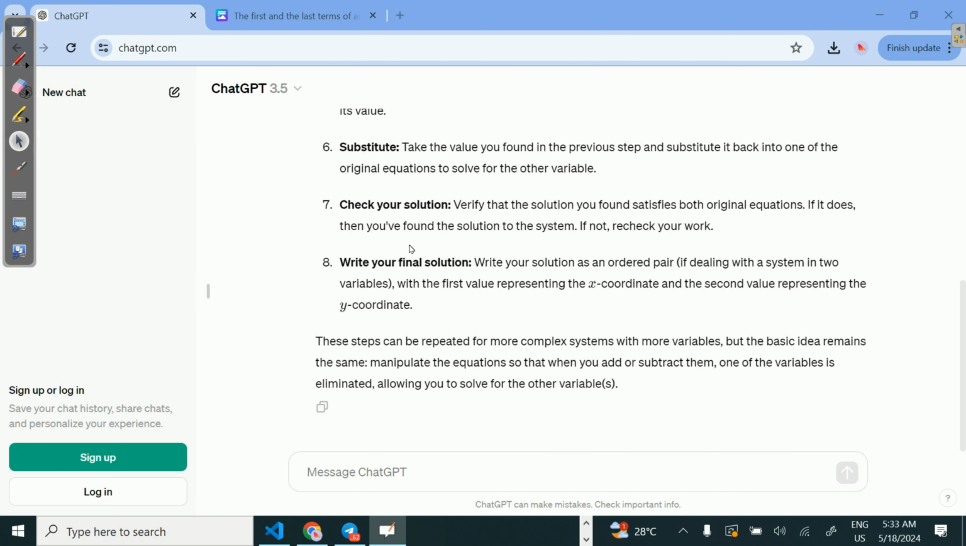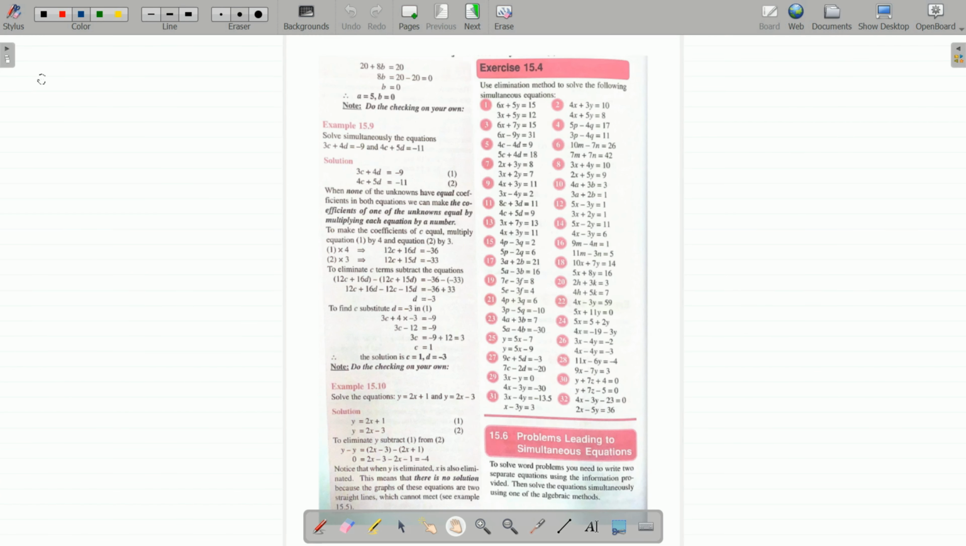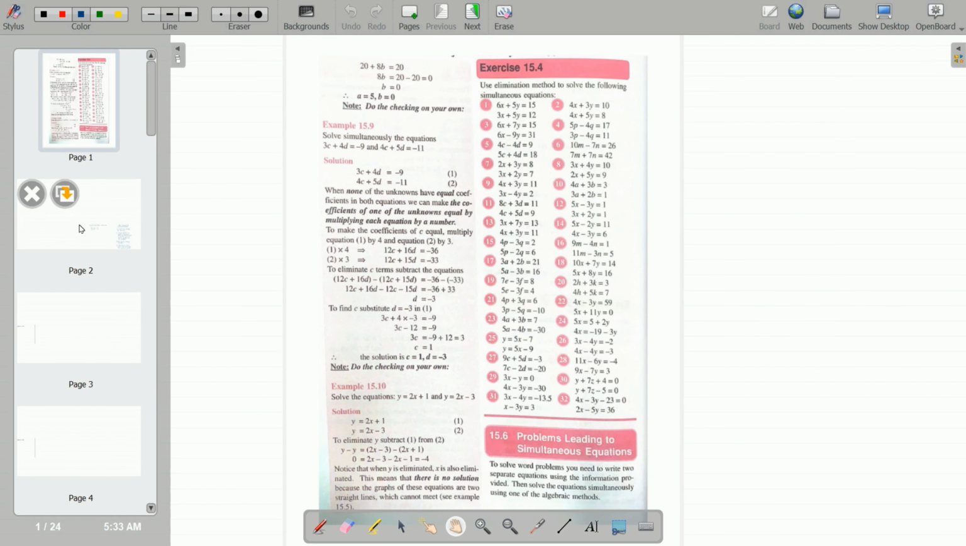I think the elimination approach is simple to use if you are aware of these rules, and you can practice with as many questions as you like. I'll start with question 1.